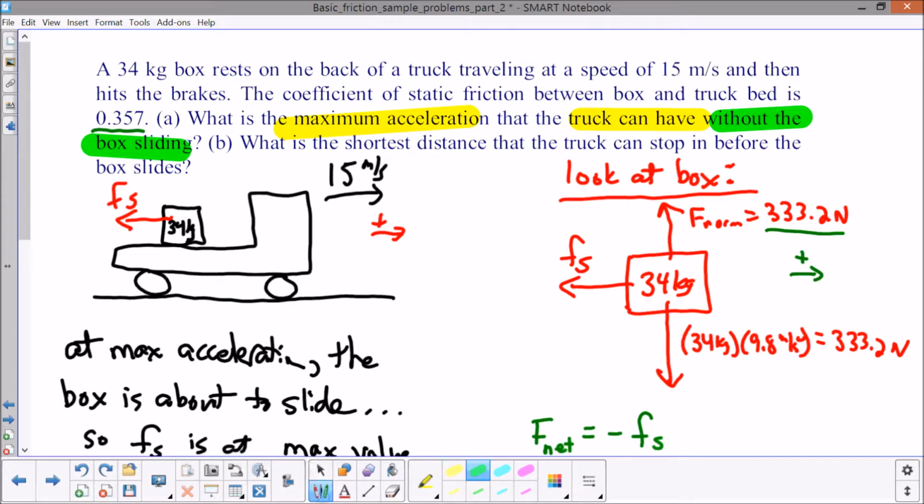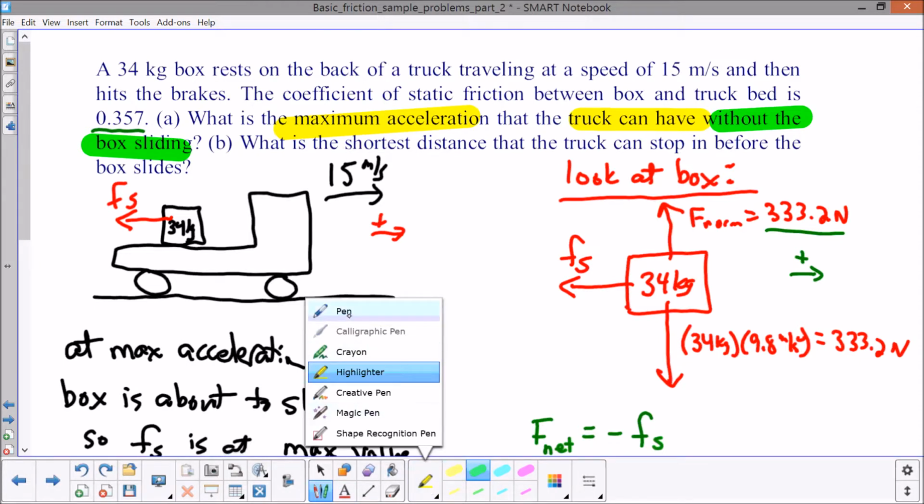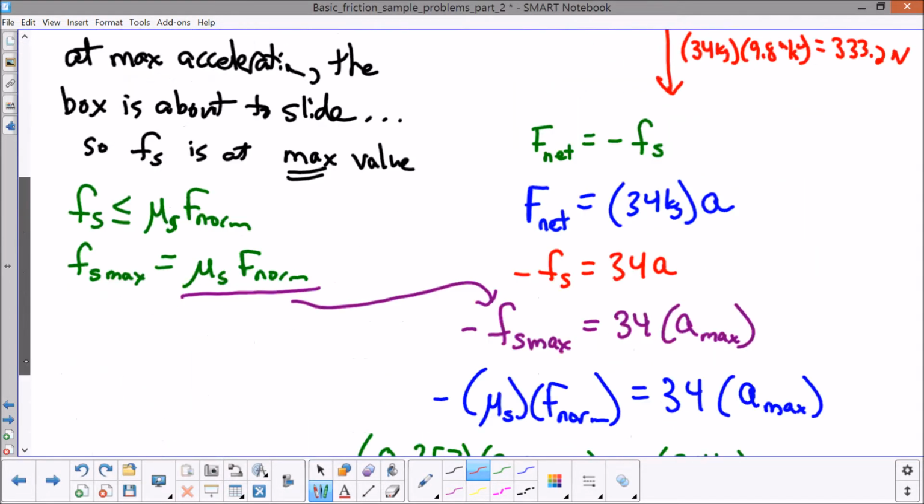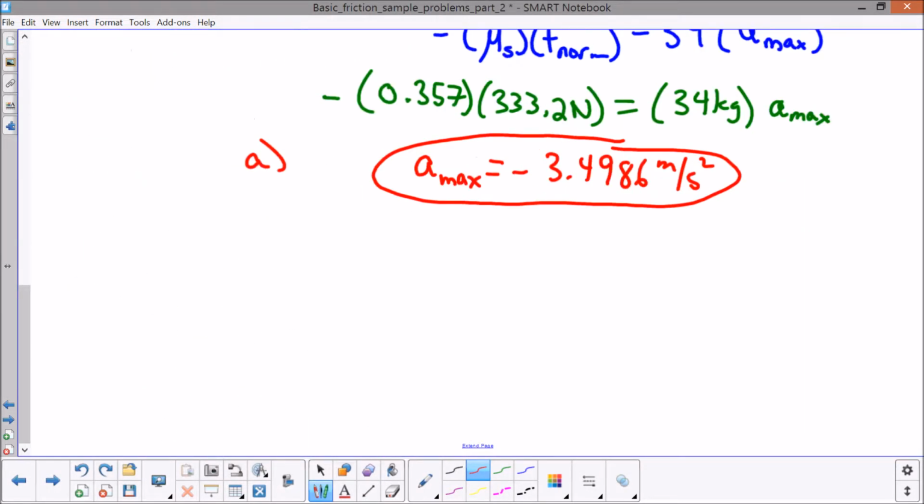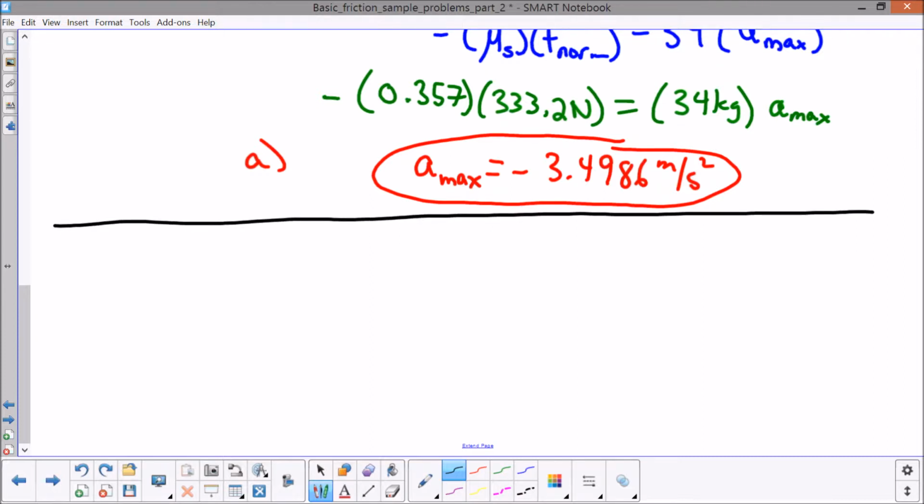Part B is asking us for the shortest distance that the box can stop in. So that's going to be using the acceleration that we found with kinematics. The minimum distance, the shortest distance that the truck can stop in, is when the truck has its maximum acceleration. Sometimes that is a little bit confusing to people, but the maximum acceleration means that it's going to stop the quickest, which is stopping in the shortest distance.